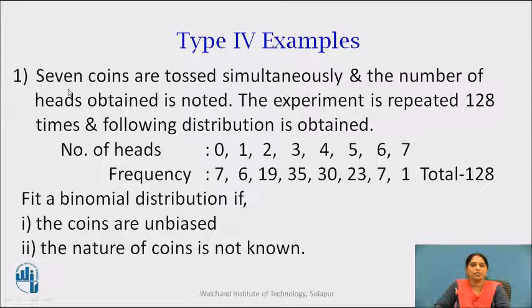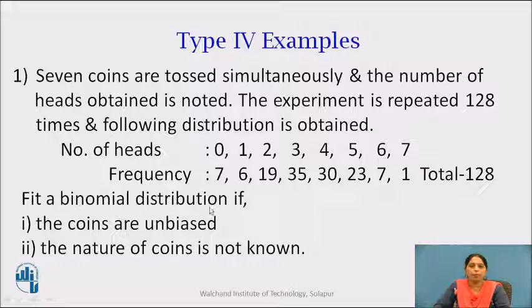The first example is, 7 coins are tossed simultaneously and the number of heads obtained is noted. The experiment is repeated 128 times and the following distribution is obtained. Here the values of number of heads are given, which take the value from 0 to 7 as there are 7 coins, and the frequency is noted. The frequencies are given as 7, 6, 19, 35, 30, 23, 7, 1, whose total is equal to 128 as there are a total of 128 repetitions.